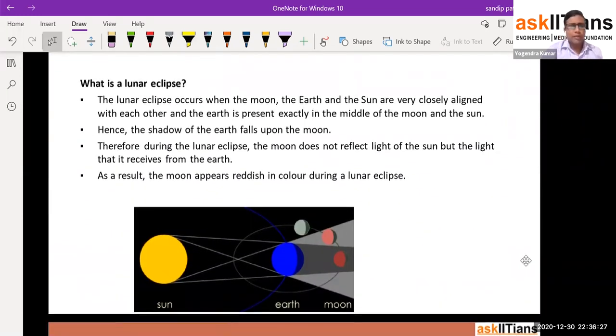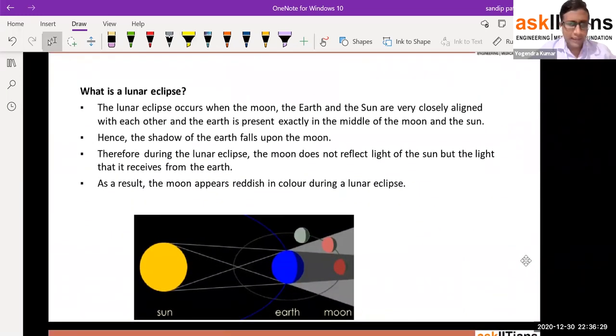Then let's talk about something about the lunar eclipse. So what is a lunar eclipse? It occurs when the moon, earth and sun, you can see the diagram also, right? Moon, earth and sun are very closely aligned with each other, and also we can say those are in a straight line, right? And earth is present in the middle. So the sun, earth and moon should be in one straight line, and earth is in the middle, we can say. Okay, that time the shadow of the earth falls upon the moon, right?